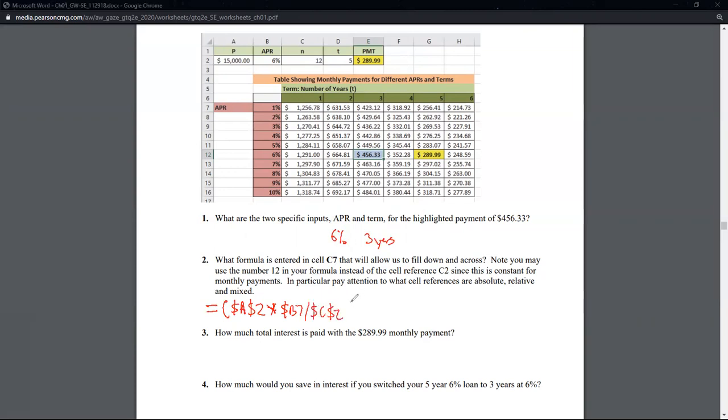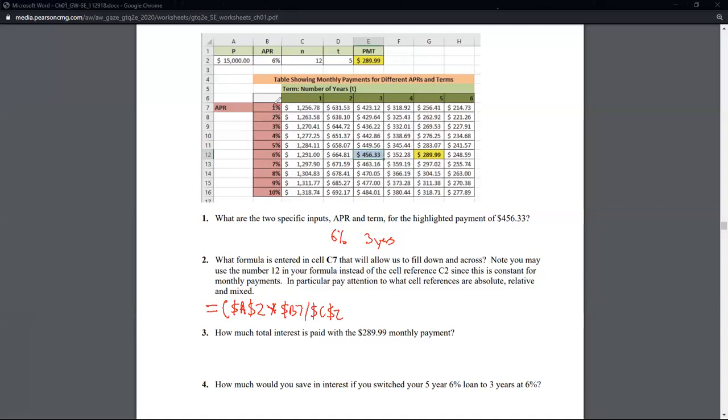So that's why we're going to double cash that one. The A2, we also don't want moving at all. This 15,000, we don't want to move down or right. We always need to be here, which is why I double cash that cell reference. This is the A2. Then this is a times. The B7, that's right here.